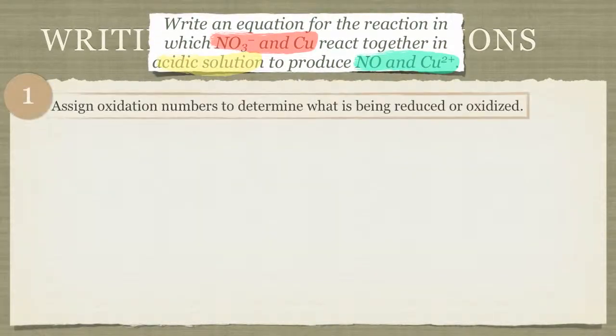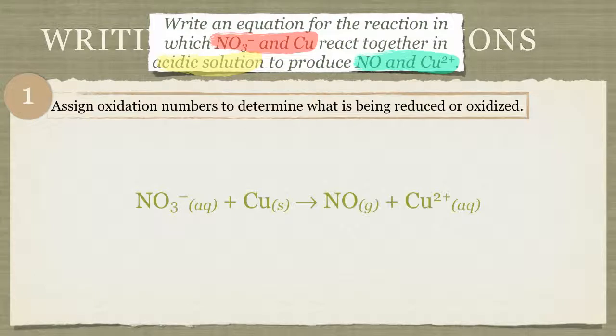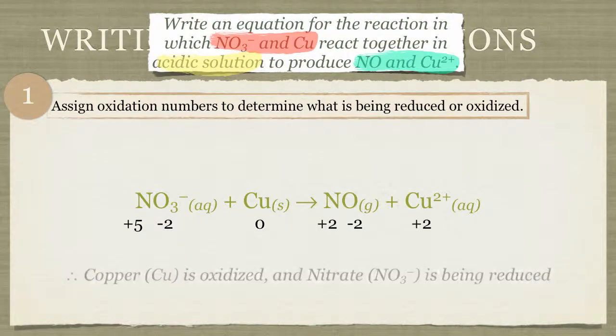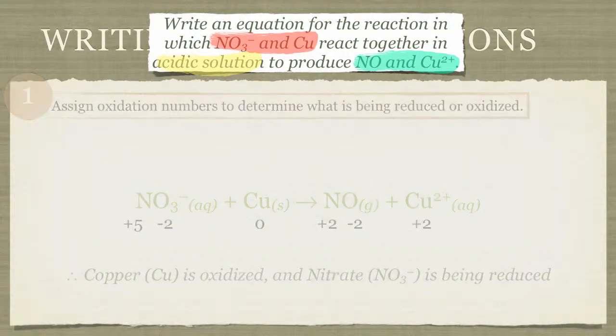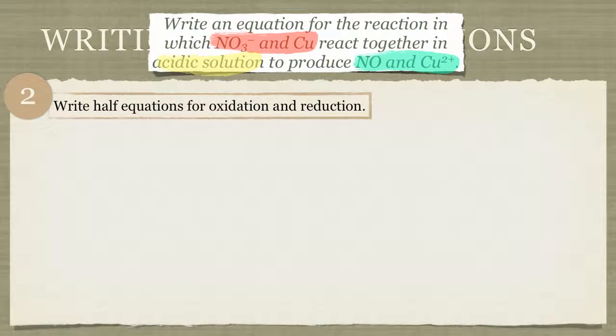Step 1. First we need to assign oxidation numbers. We write the general equation without any balancing, and we assign our oxidation numbers. We can see that copper is being oxidized while nitrate is being reduced. Step 2. Now we can start writing half reactions. This step is actually multi-part.